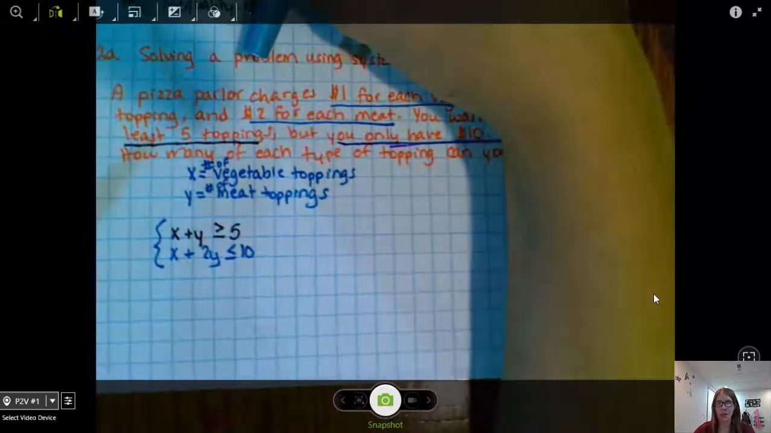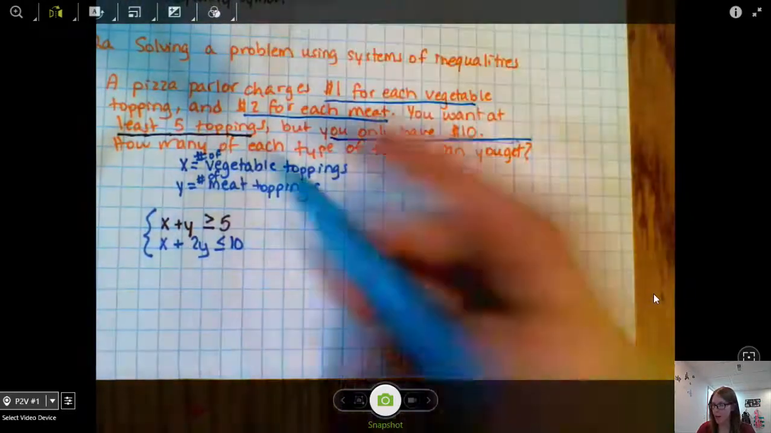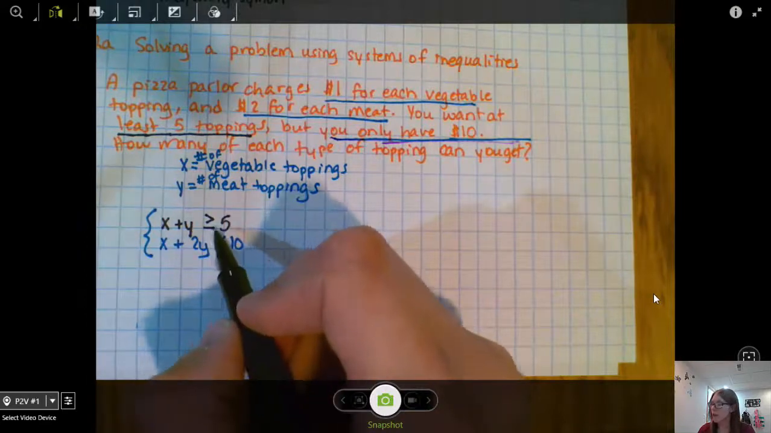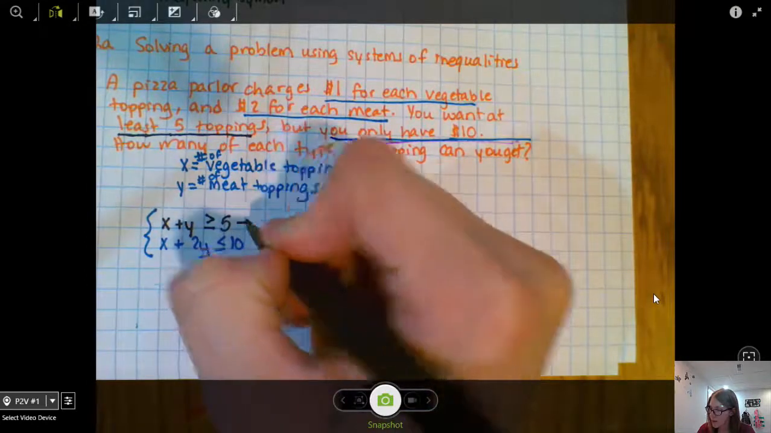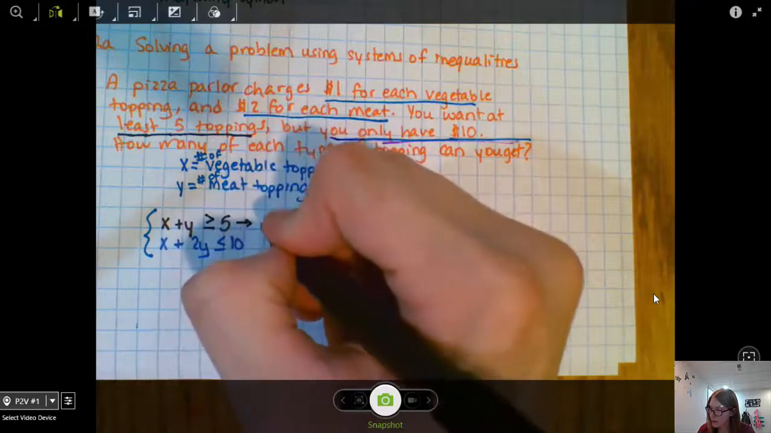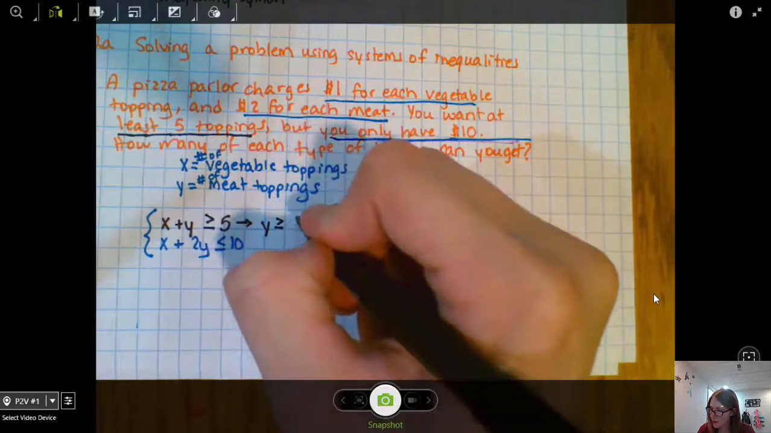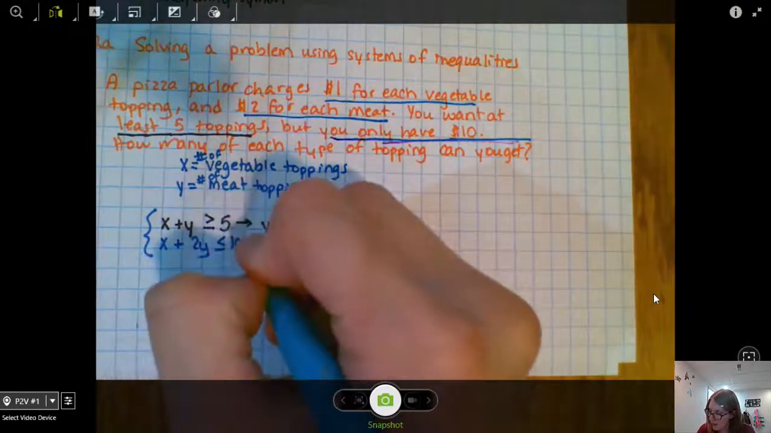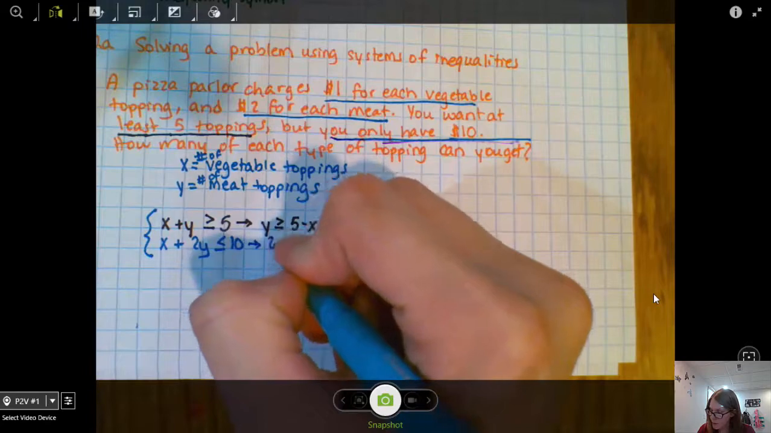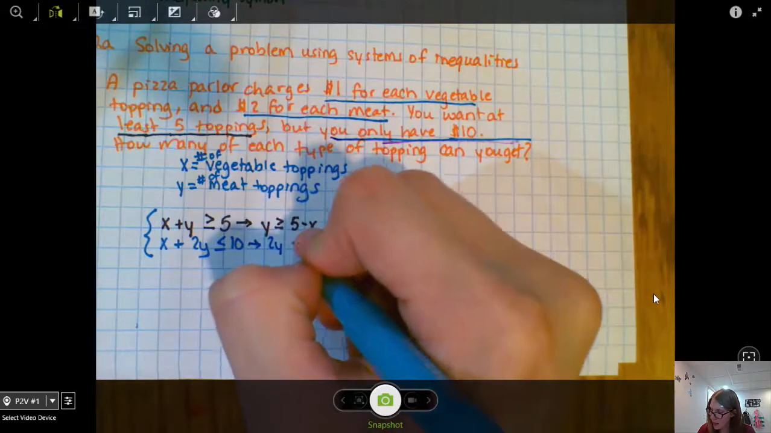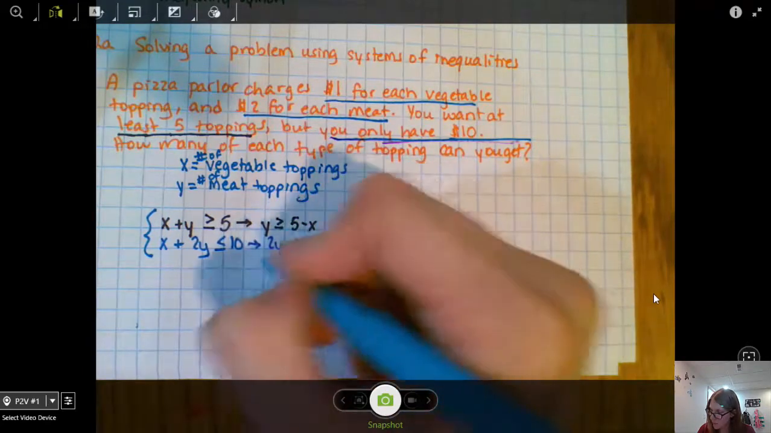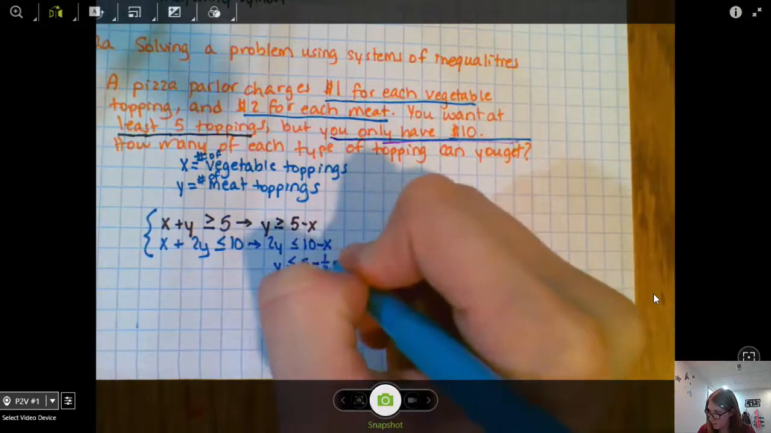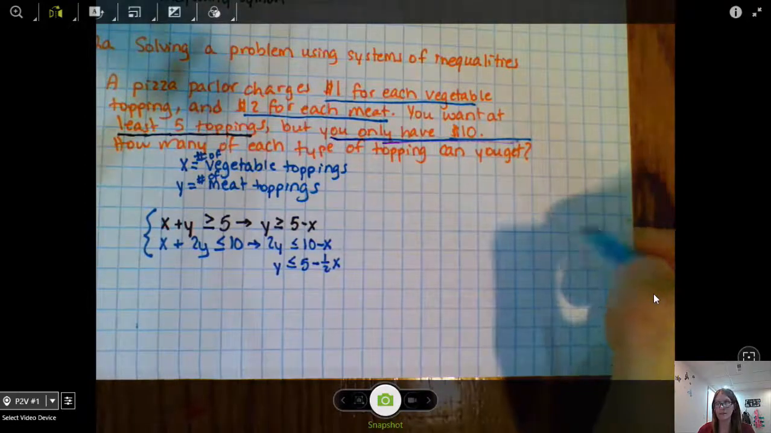All right, let's solve our system of inequalities by graphing. And again, we need to get y by itself. We need to get our inequality into slope-intercept form. Subtract x from both sides here. y is greater than or equal to 5 minus x. And here, I'm also going to subtract x from both sides. But then I also have to divide by 2. 5 minus 1/2 x.